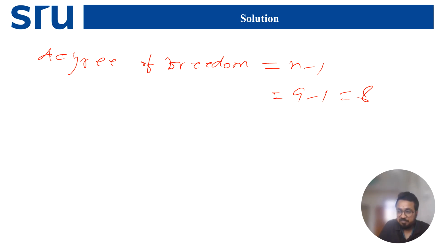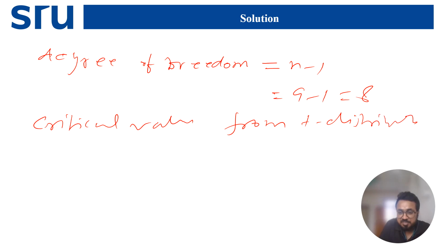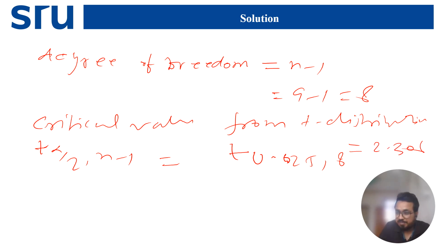Then what is the critical value from the t distribution? T of alpha by 2 comma n minus 1, this is t of 0.025 comma 8. Okay, so this is equal to what? We can find this value from the table as we have earlier discussed. So this is equal to 2.306.